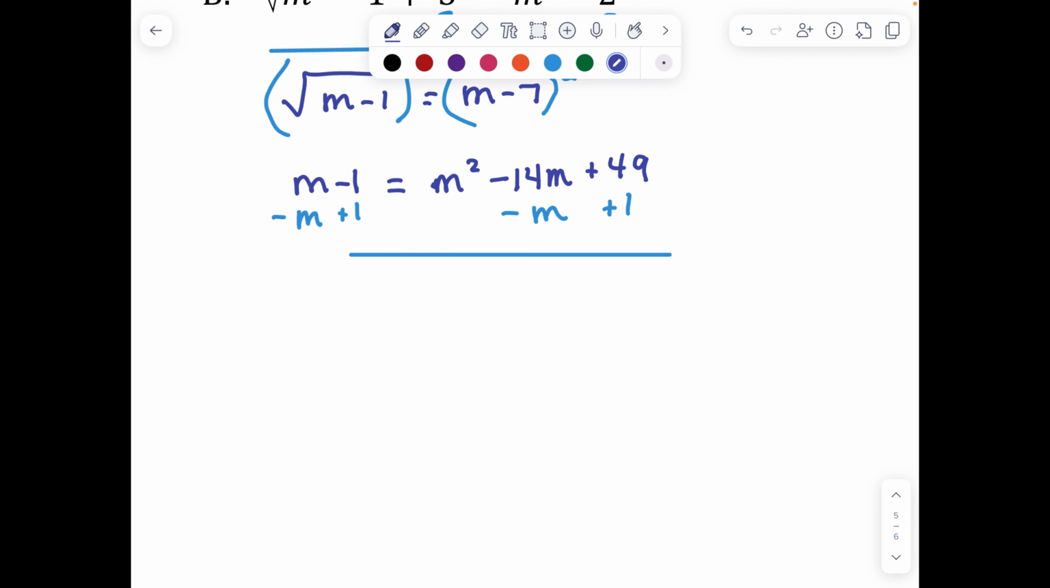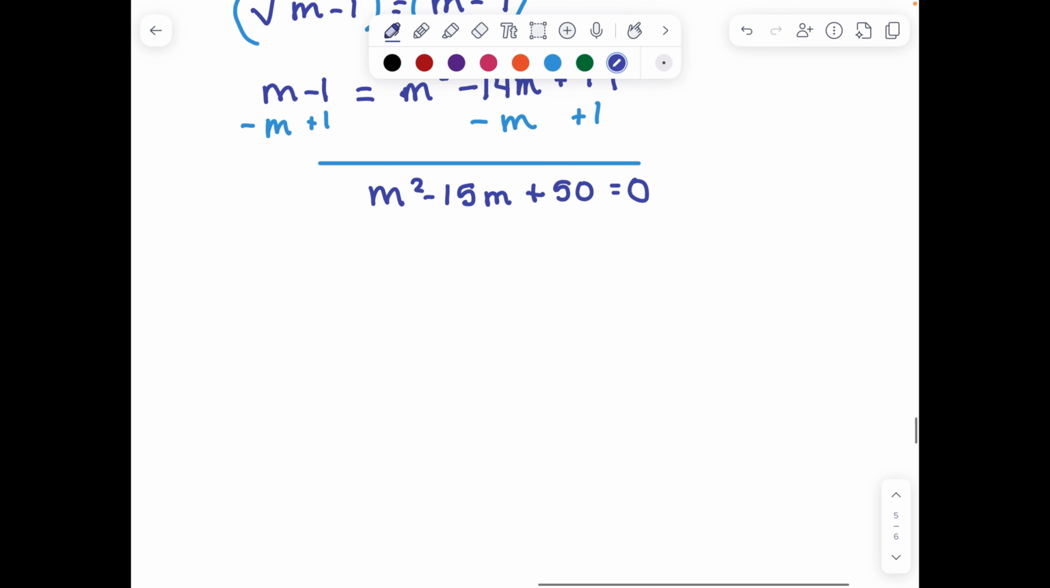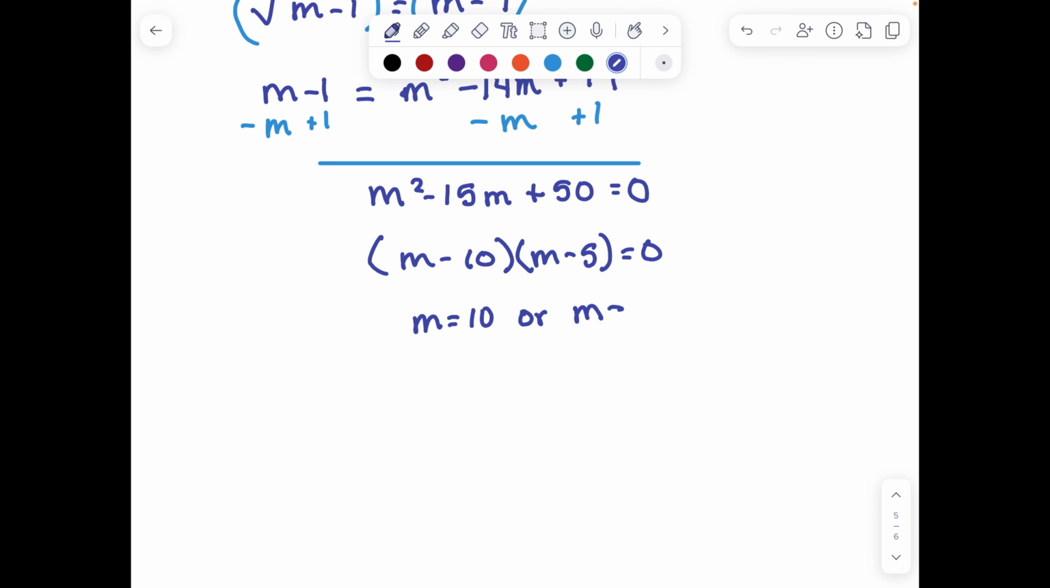So I'm left with m squared minus 15m plus 50 equals 0. I can factor this into m minus 10 times m minus 5. So m is equal to 10, or m is equal to 5.